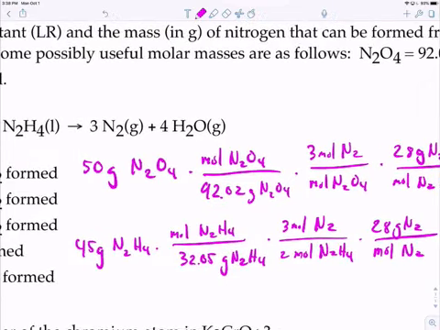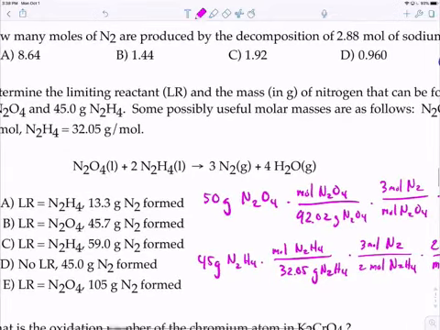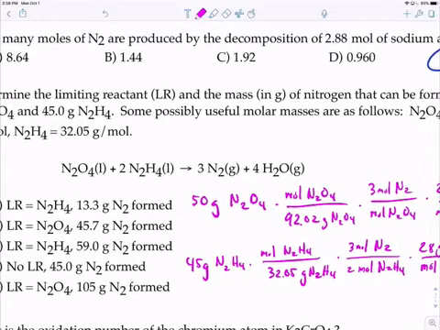And I'm getting the ratios from the balanced equation. 3 moles nitrogen to 1 mole dinitrogen tetroxide, or N2O4. 3 moles N2 to 2 moles N2H4, also known as hydrazine. I guess I call it dinitrogen tetrahydride.